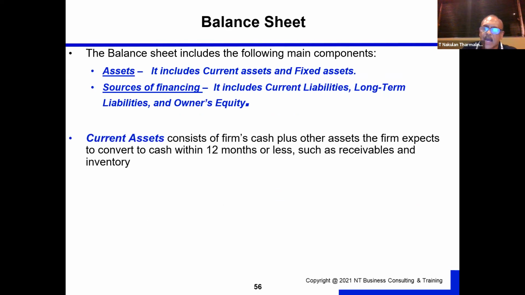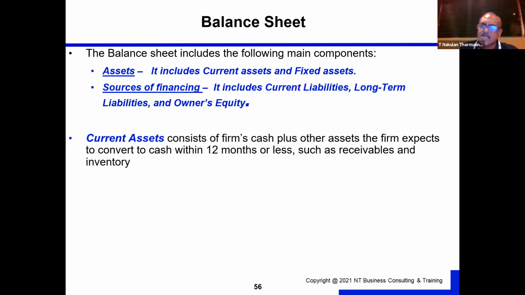owner's equity. Current assets are those assets of a firm that is cash plus all other assets the firm expects to convert to cash within 12 months or less. Typically, they are receivables. When you bill your client, the client owes you money, has not paid you yet. It sits in your balance sheet as a current receivable from your client owing you money. And in a company where they sell products, they will have inventory.